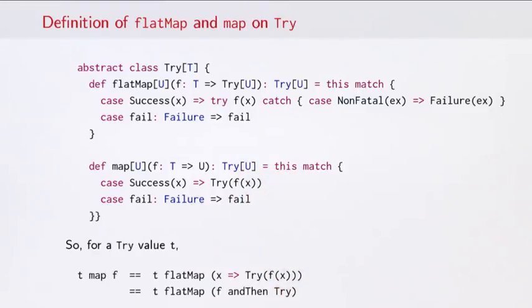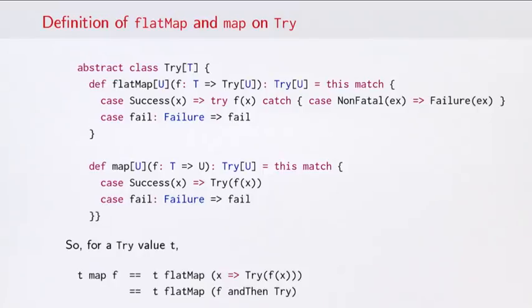What about map? So map just takes a simple function from T to U, and we have to wrap it up in a Try. The way this is done is again pattern match on success and failure. If we have a success x, then let's apply f to x and submit it to the Try constructor. So that again would, if f throws an exception, give us a failure. If f returns a value, then we would wrap that in a success. And as before, failures get propagated in the result.